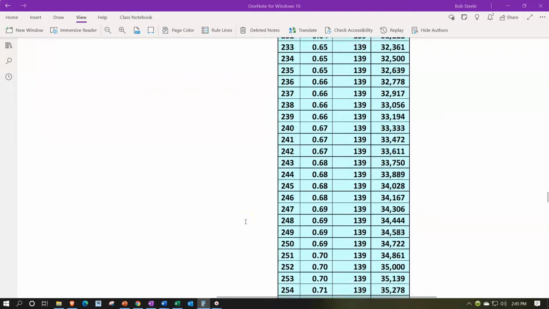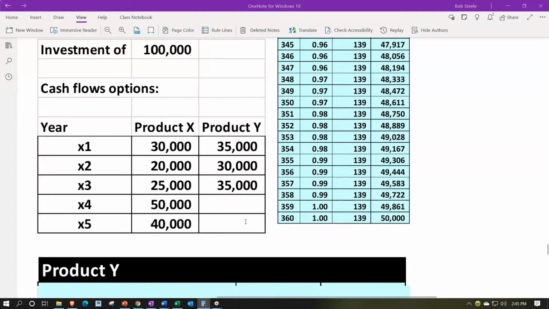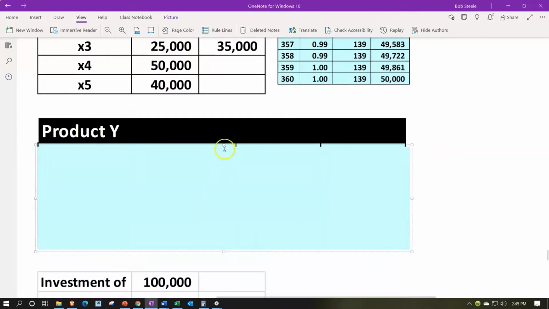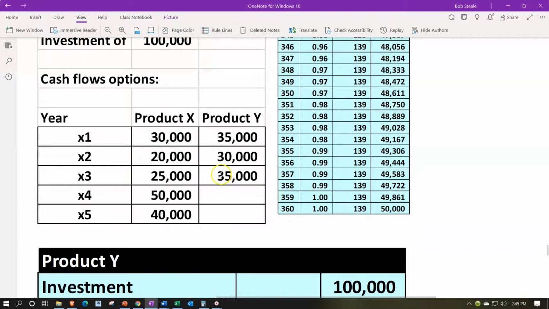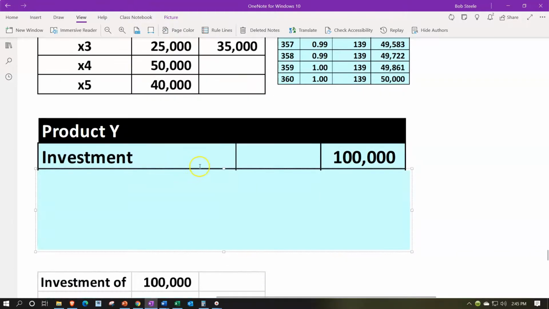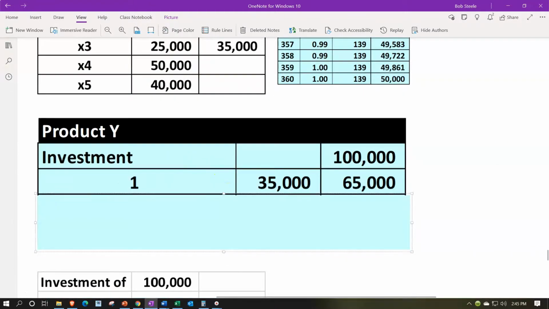Let's do the second project this time. Let's do that one, and then we can compare one and the other. So now we're on product Y, which has a return of only 3 years here. So let's check that one out. So we're going to say the initial investment, 100,000 again. We're going to get 35 back after year 1.